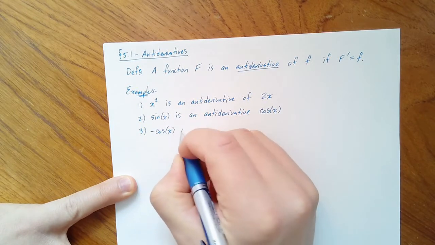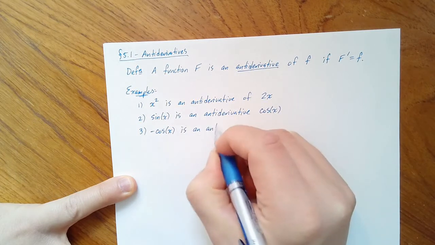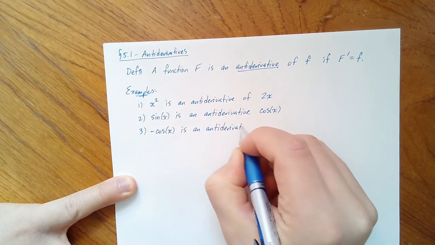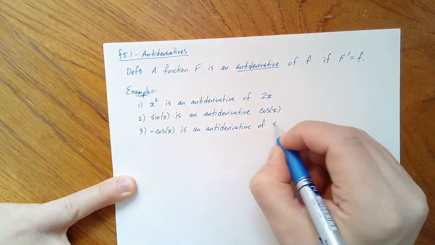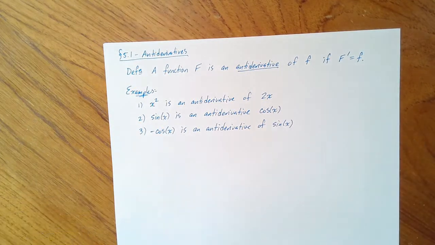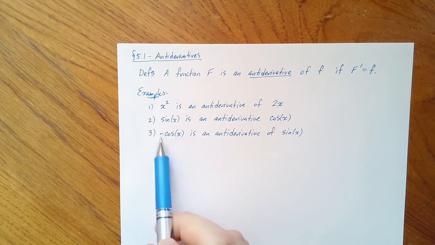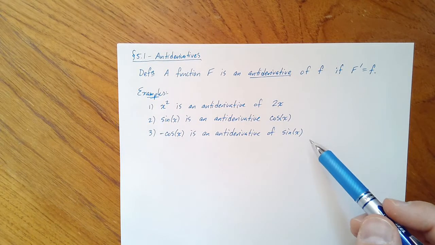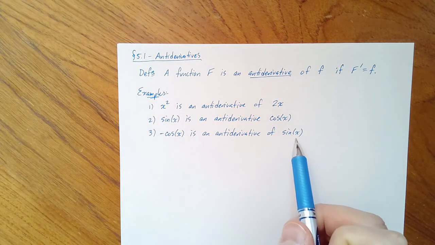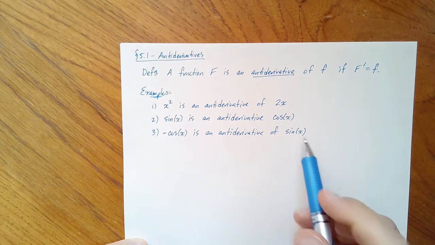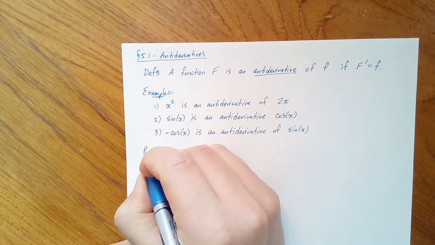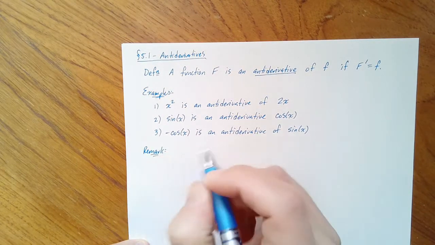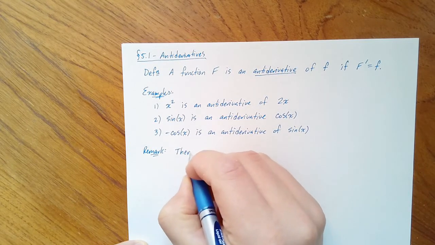Negative cosine of x is an antiderivative of sine of x. And just stop and make sure you agree with me. How do you know that negative cosine of x is an antiderivative of sine of x? Well, if you take the derivative of negative cosine of x, you'd better get sine of x. And if you get anything else, then this statement is false. But of course, if you do take the derivative of negative cosine of x, you can check that you do get sine of x.